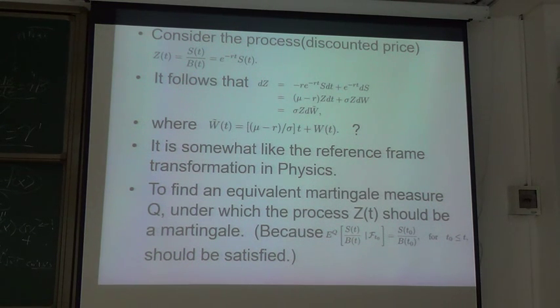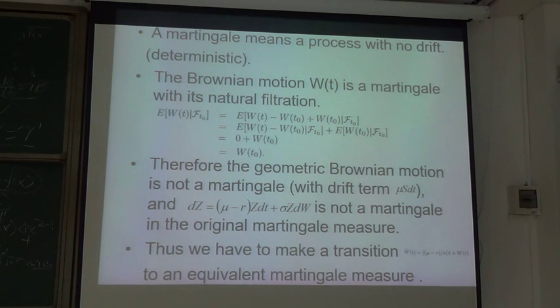Something like the reference frame transformation in physics, we should find a martingale measure Q, under which the process Jt should be a martingale. And what is a martingale? It should satisfy this mathematical formula: the expectation of Wt given the filtration Ft should be a constant, with no dependence on t. So W_t0 is a constant. But if you have the dt term, it will depend on t.